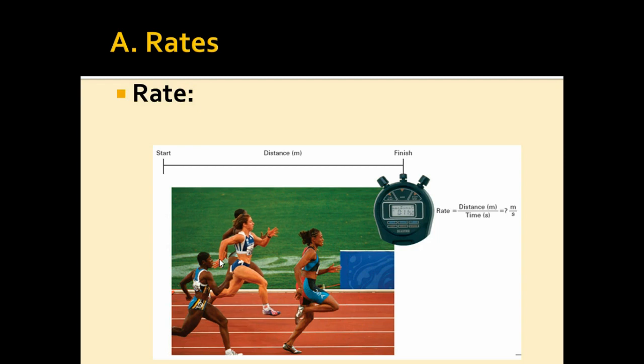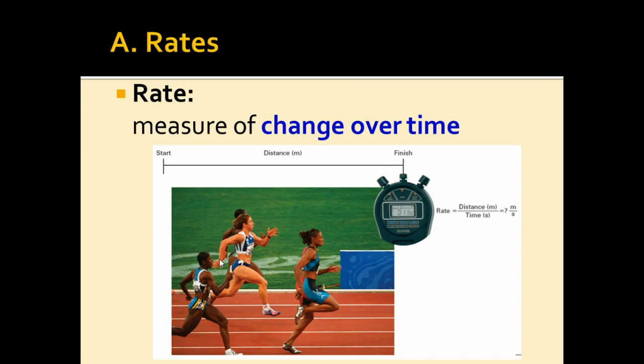So here first, before we start, we're going to be talking about rates. And so a rate is a measure of change over time. Just like speed is a rate, because speed tells us how fast things change in a given amount of time. So we can have people moving 10 meters per second or 50 meters per second. Those tell us how fast something's going.